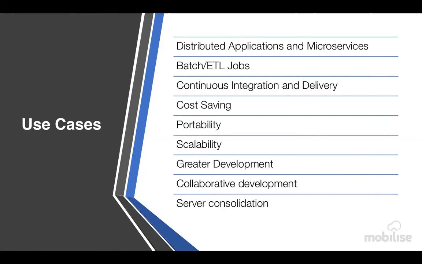Cost saving, as we mentioned, reducing infrastructure footprint: less servers, less spend. Portability: lift and shift your containers from one cloud provider to another or to on-premises, or even bring the two together into a hybrid cloud solution. Scalability: easily scale out copies of your containers to provide high availability. Greater development: no more "it works on my machine, but not in a production environment." Have images of your application that work exactly the same in all environments from dev through to production due to the nature of containers.